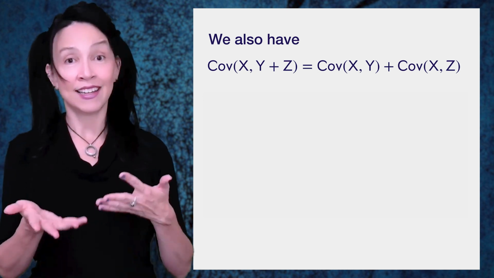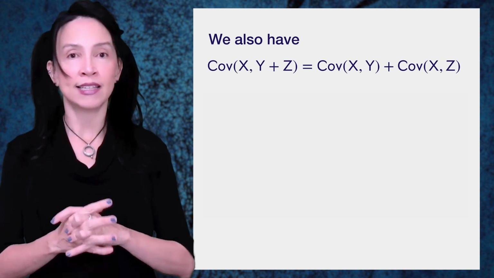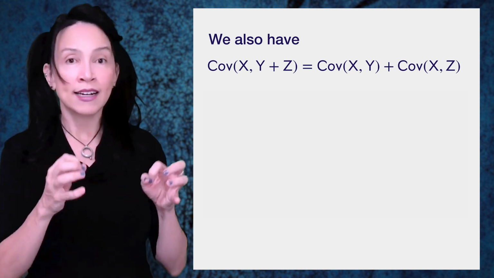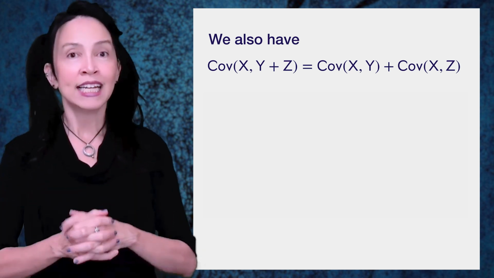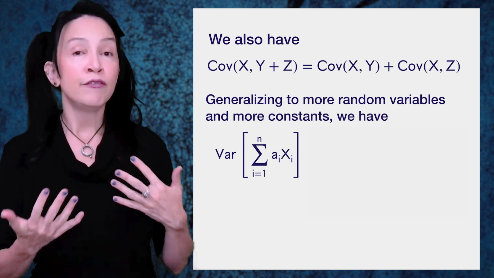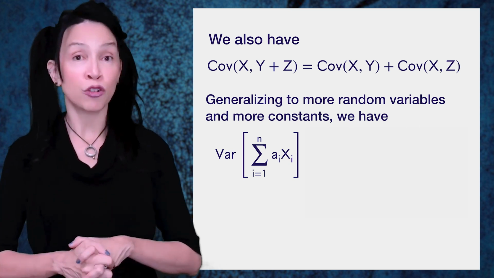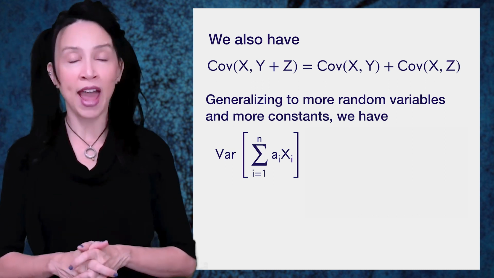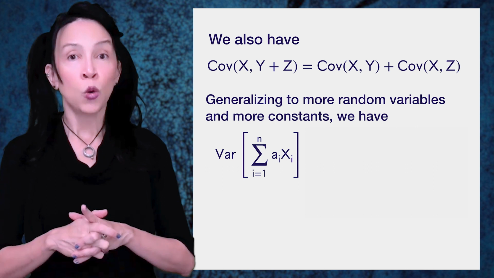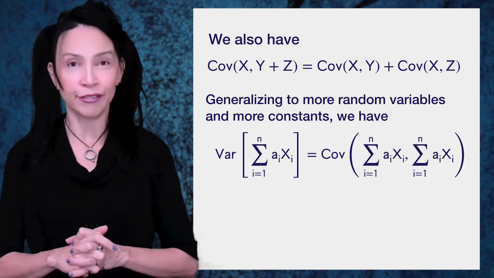So finally, and the last thing in this video, kind of short, is we want to generalize this sum going inside and outside the covariance and constants being pulled out of the covariance in order to compute the variance of an expression like this. The sum as i goes from 1 to n of a constant a sub i times a random variable capital X sub i. We can write this as the covariance of this sum with itself.